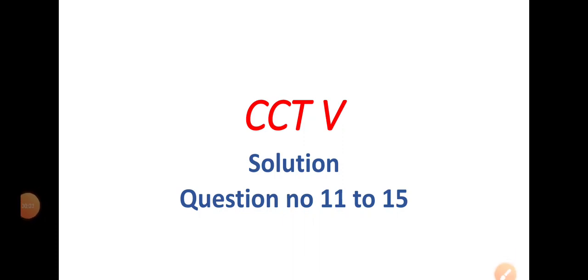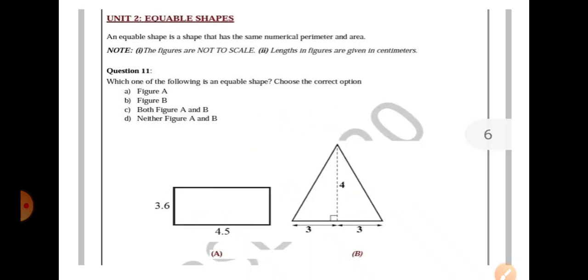As you have given your 5th CCT exam, this exam contains 3 parts: science literacy, English literacy and mathematical literacy. So today we are going to discuss the solution of mathematical literacy questions. As mathematical literacy contains 10 questions, in this video we are going to discuss the first 5 questions, and the next 5 questions will be discussed in the next video. So let us start with the first question.